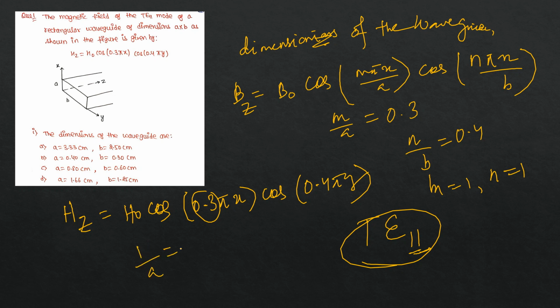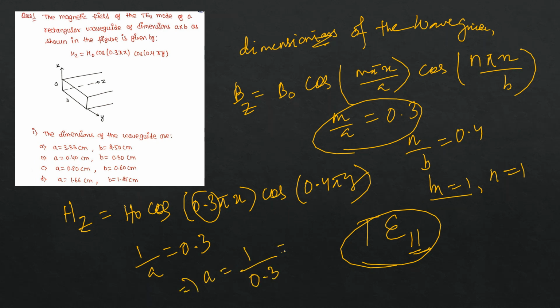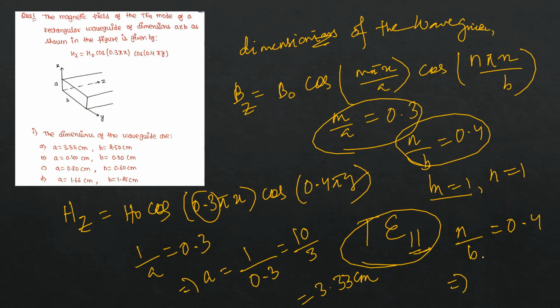So 1 by a is equal to 0.3, since m is 1. A is equal to what? 1 by 0.3, that is 10 by 3, that is 3.3. From here, option 1 is the only one with a equal to 3.3. Then we also check n by b equal to 0.4. N is 1, so 1 by b is equal to 0.4. So b is 1 by 0.4, that would be how much?